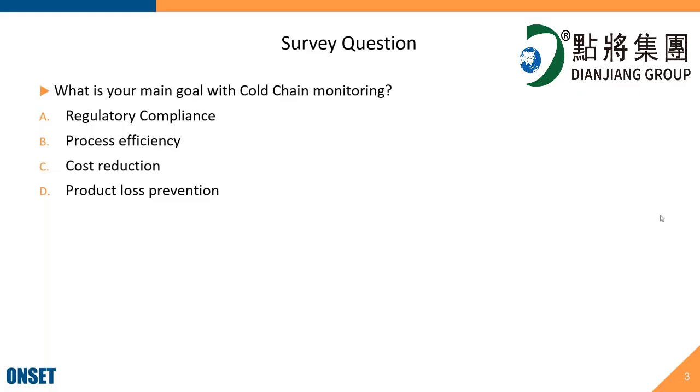Okay. So some mixed results here. Most of you are saying that your main goal is for regulatory compliance, and we'll definitely talk about how the NTEMP solution will allow you to do that. And then some of you said process efficiency, so we'll talk a lot about automation today and how that can improve the efficiency of your processes and product loss prevention. So for that, we'll definitely talk about visibility, real-time notifications, and ways that you can monitor your shipments more effectively so that you can help prevent product loss.